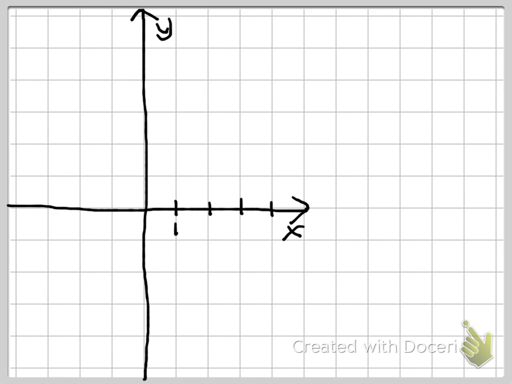So we can see we've got 1, 2, 3, 4 on the positive part of the x-axis. And when we go to the negative part of the x-axis, we've got -1, -2, -3, and so on. Now we're going to mark off some points on the y-axis.